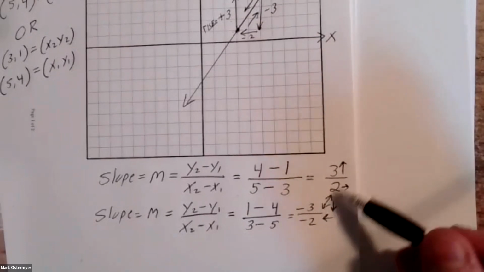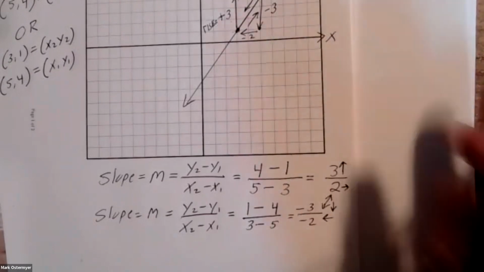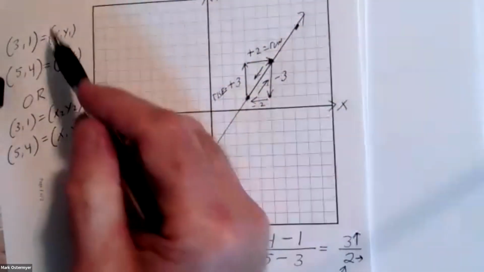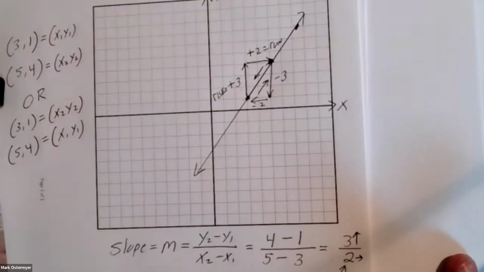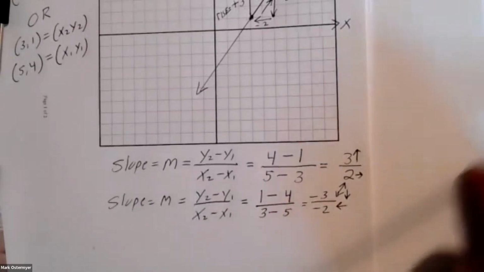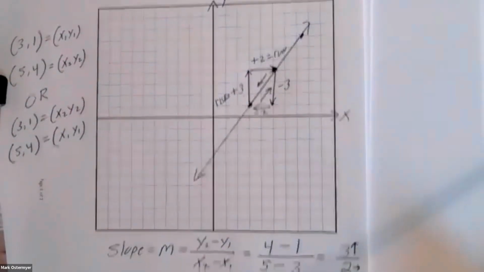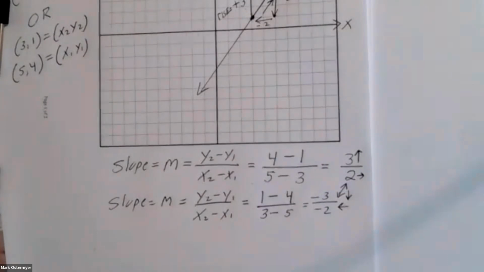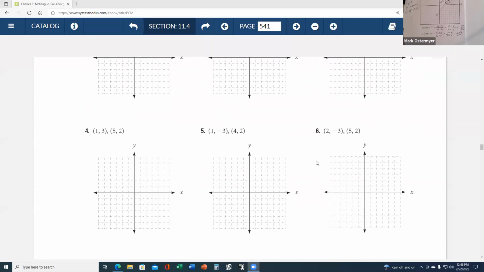So whether you call the slope 3/2 or -3 over -2, it doesn't matter. And it doesn't matter which point you call your first point and your second point. You're going to get the same slope, same line, et cetera. Any questions about what's going on here? All right. Okay.